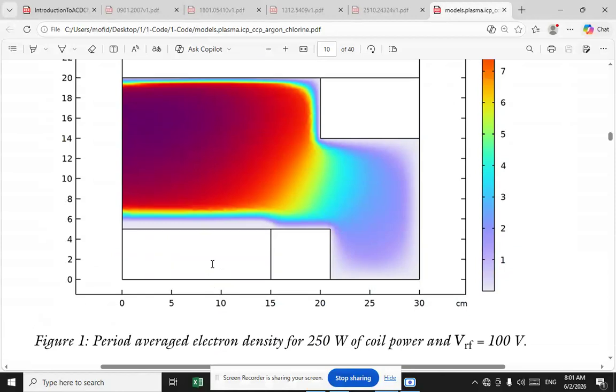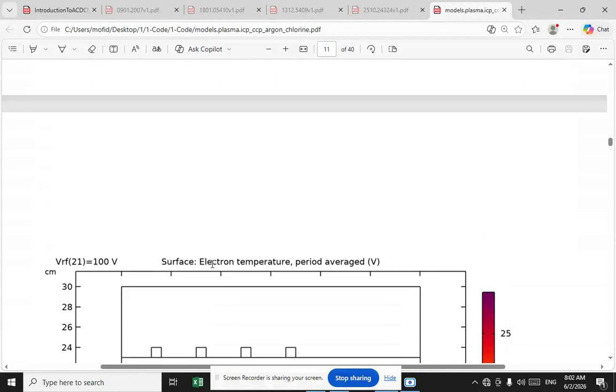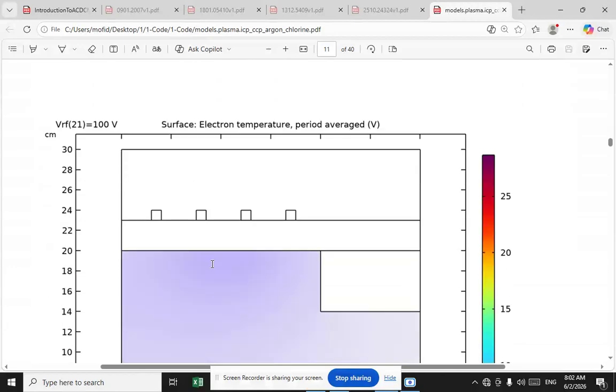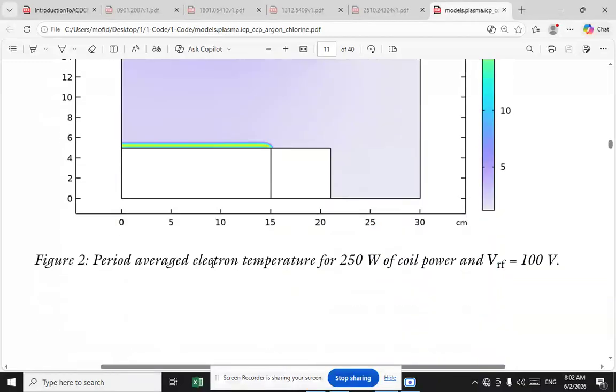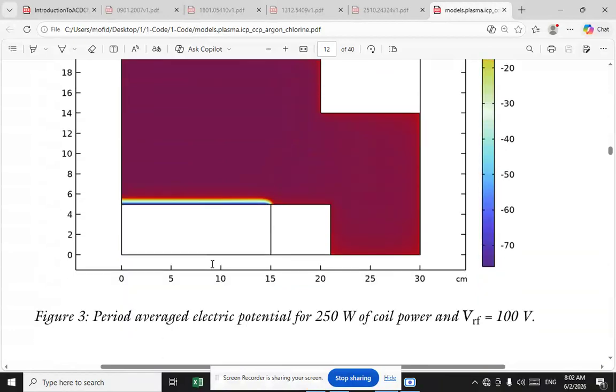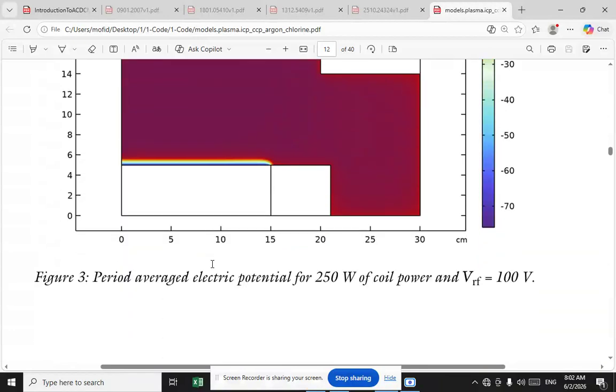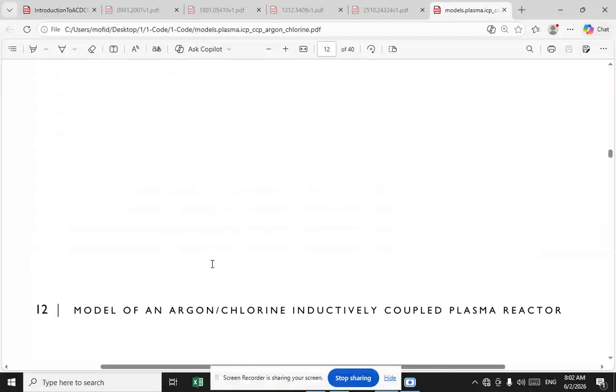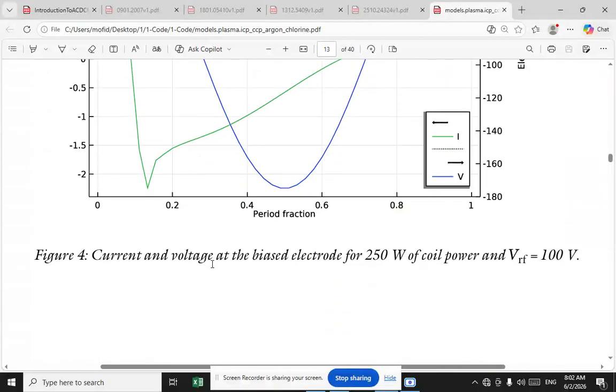You see, figure 1 shows period average electron density for 250 watt of coil power, and voltage for radio frequency is equal to 100 volt. And the next one is surface electron temperature period average. Figure 2 shows period average electron temperature for 250 watt of coil power, and voltage radio frequency is 100 volt. And figure 3 illustrates the period average electric potential for 250 watt of coil power, and voltage radio frequency is 100 volt. And you see another plot.